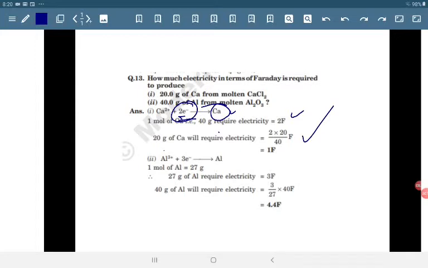Second question: Al3+ plus 3 electrons gives aluminium. Here you must know the valencies of elements first. From the equation we know that 3 moles of electrons will produce 1 mole of aluminium. 1 mole of aluminium means 27 grams. So 27 grams of aluminium require electricity equal to 3 Faraday, and we can calculate this way for 40 grams, and this answer comes out to be 4.4 Faraday.